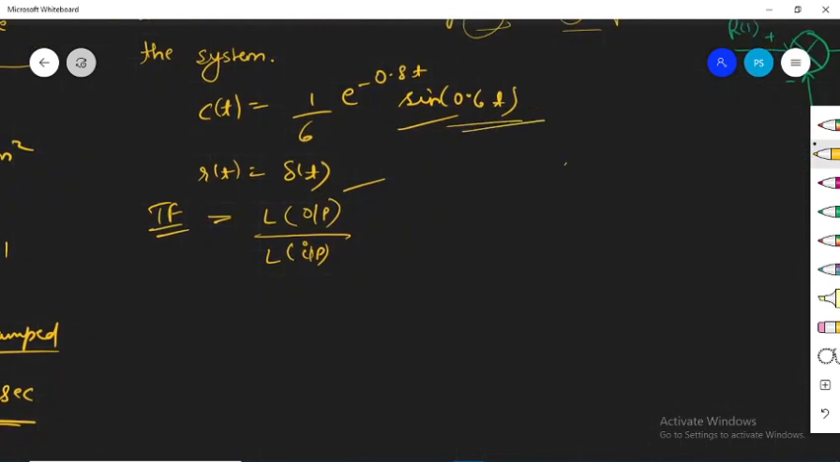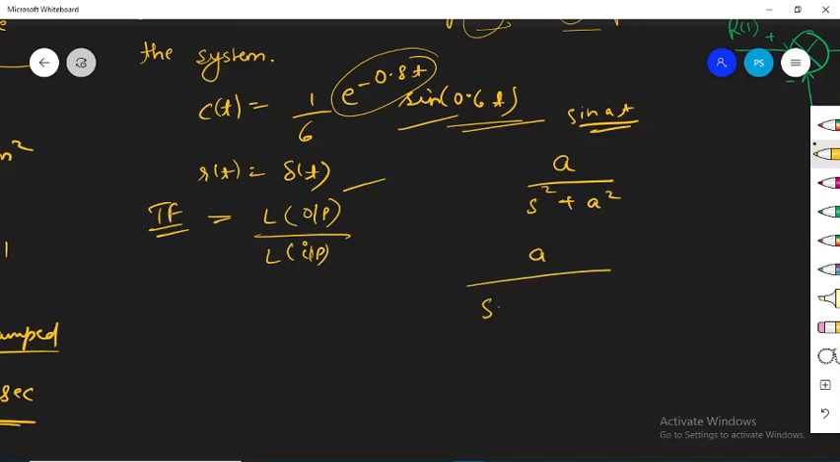The Laplace transform of sine at, like if it's sine at, what is its Laplace transform? It is a divided by s squared plus a squared. But if you have got e to the power something multiplied with it, then it will be reduced as s plus, if suppose we call this e to the power minus bt, then we'll write it as s plus b the whole square plus a squared.